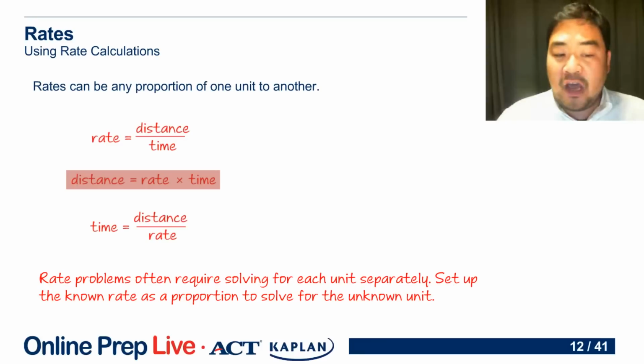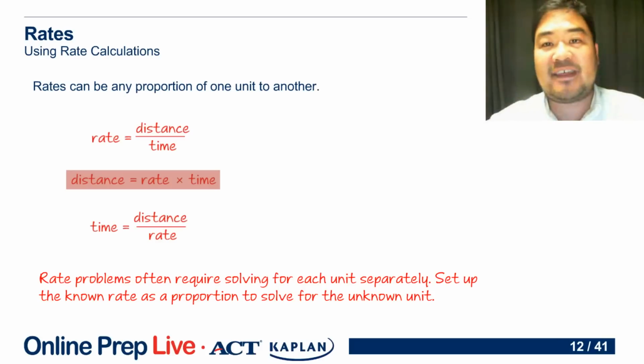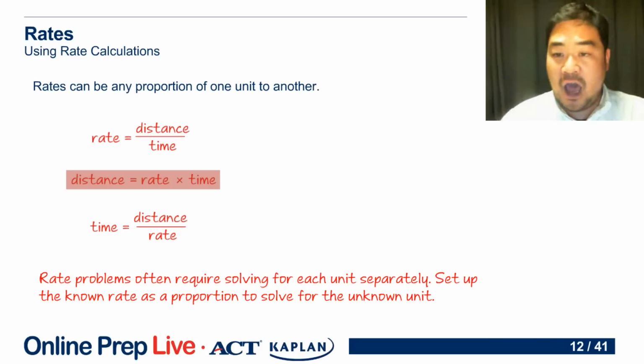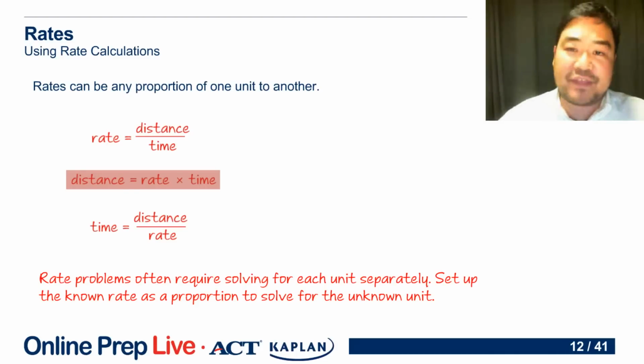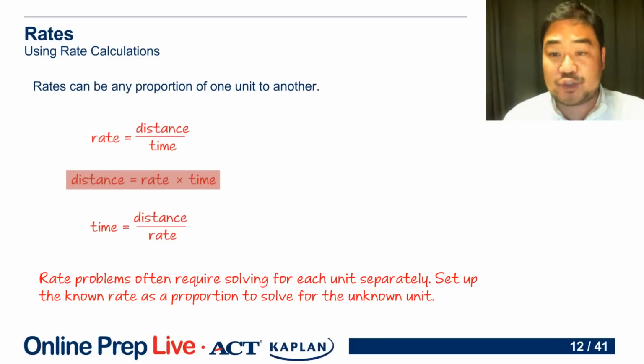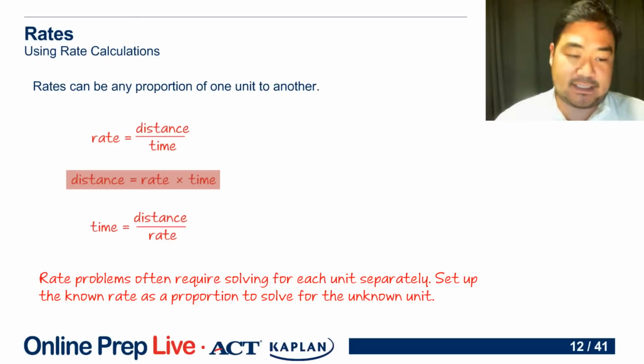Okay. And the other thing to note here is that when you see rate problems on the ACT, you're trying to set up for a specific unit. So look at the question itself, look at the information there, and set up what the known rate is as a proportion to solve for the thing you don't know. So for instance, if they say, oh, I went 30 miles in 2 hours, well, I'm looking for the speed because I have the distance and the time. Or if they say, oh, I went 60 miles per hour and I drove for 2 hours, well, in that case, you have the rate and you have the time, so you can figure out the distance.